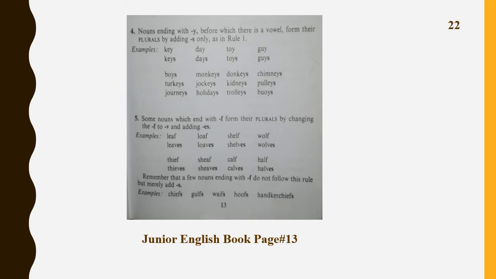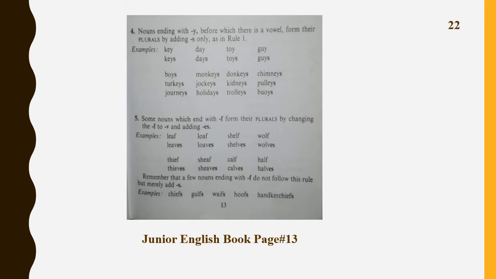Now look at your Junior English book, page number 13. Rule number 4 is given here. Nouns ending with y before which there is a vowel form their plurals by adding s only as in rule number 1. Key, day, toy, guy, keys, days, toys, guys. Very simple. Here we are not removing y, remember, and we are not changing y into ies because before y there is a vowel.